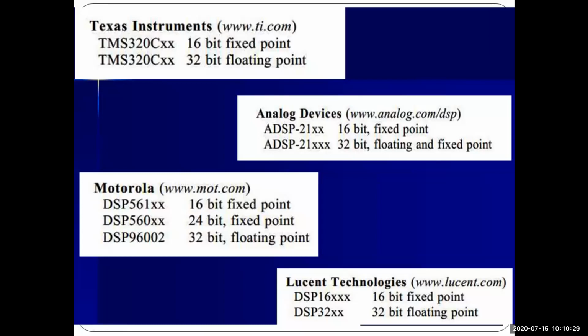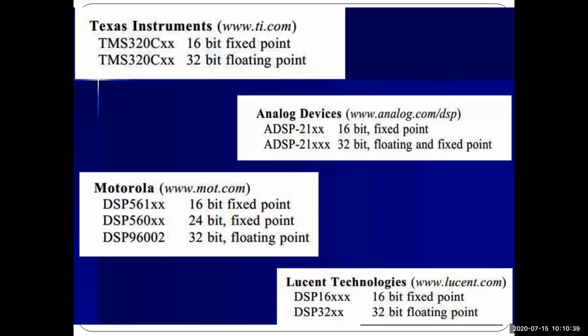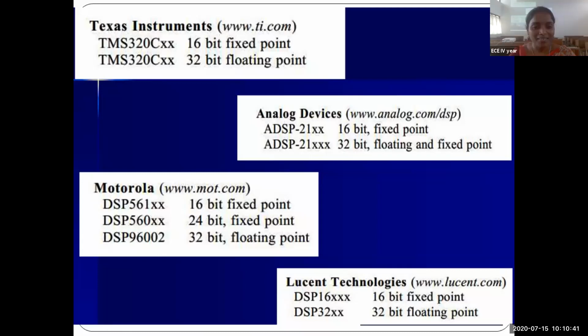Already we know fixed point. We have studied it, but we didn't know the name fixed point. Can anyone tell what is fixed point? It is like the binary system. Binary system is very good. Binary system is an example of fixed point.